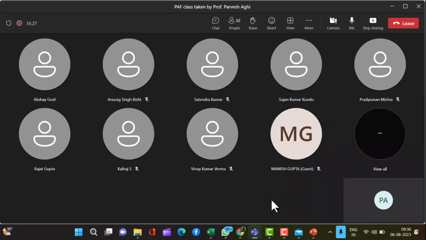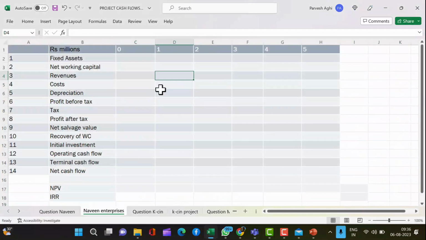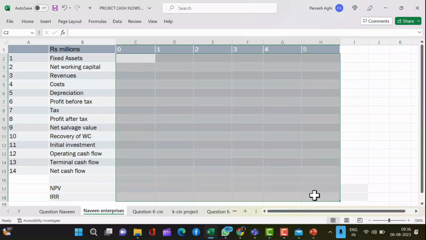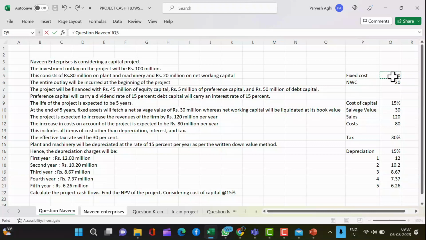So now what you have to do is go to the Excel sheet and erase all the answers which I have written. Okay, so we'll redo it again. Are you able to see this sheet again, Akshay? Are you all here now? Have you deleted everything? Yes, sir. Have you all cleared everything? Yes, sir. So fixed cost. I'm going to put a plus sign here and go to fixed cost, 80. Is that okay?